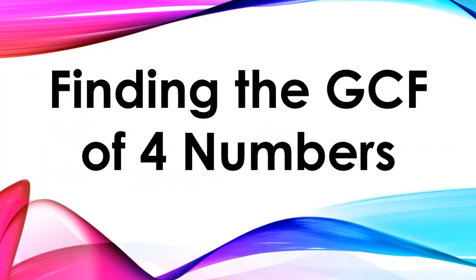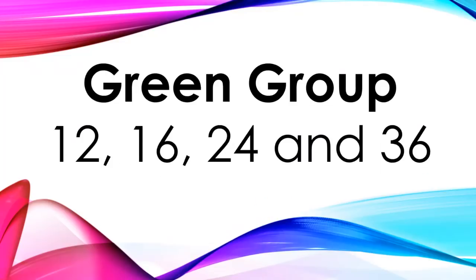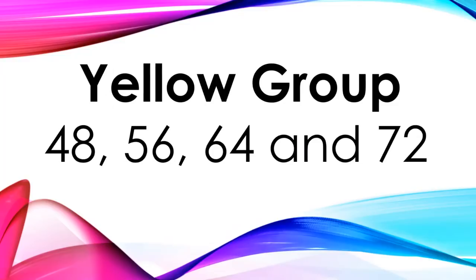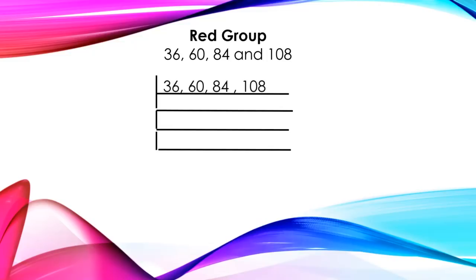So let's start finding the GCF of four numbers. First group, we have 36, 60, 84, and 108. Second group, we have 12, 16, 24, and 36. Third group, we have 48, 56, 64, and 72. Then the last group, 27, 45, 63, and 81. So let's start with the first group, which is 36, 60, 84, and 108. First, align it horizontally.